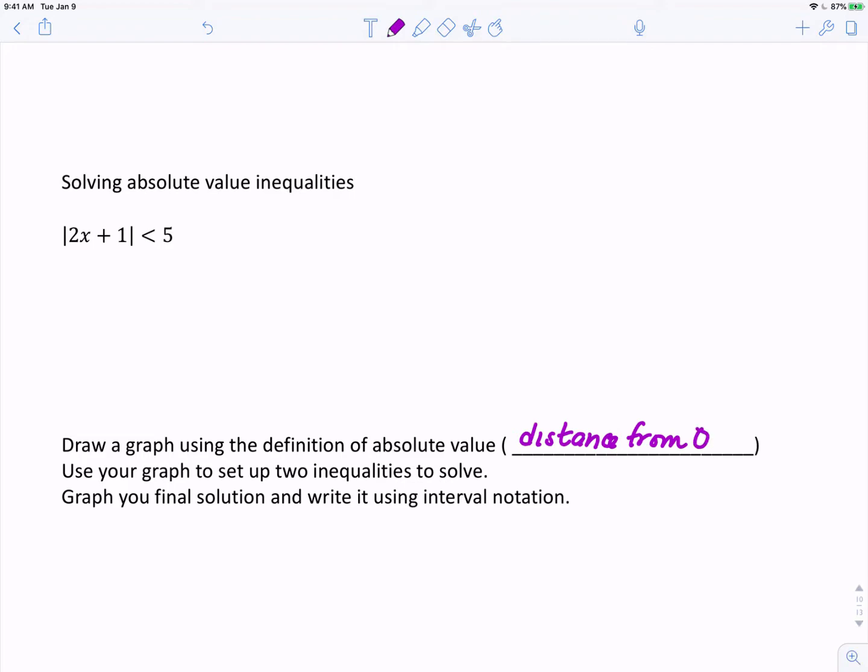Then you're going to use this graph to set up two inequalities to solve, and then graph your final solution and write it using interval notation. So what do we mean by drawing a graph using the definition of absolute value? This says the absolute value of an expression is less than 5. In other words, we're going to draw a graph of all the points less than 5 units from 0.